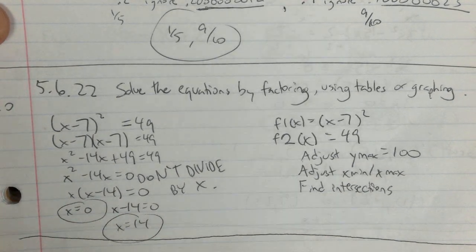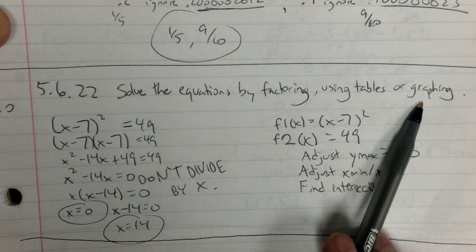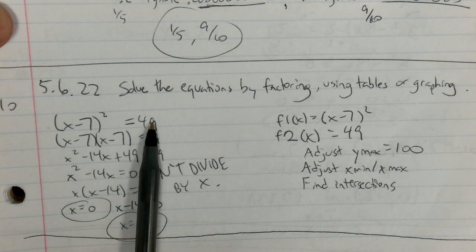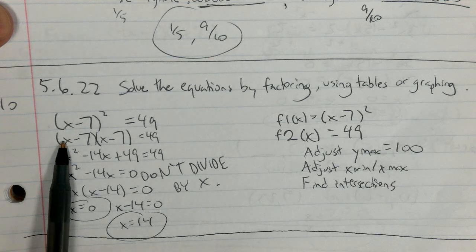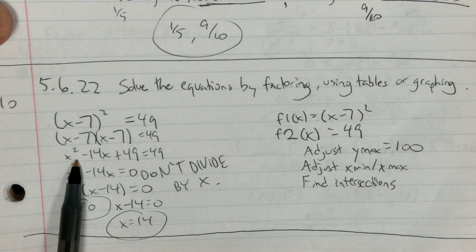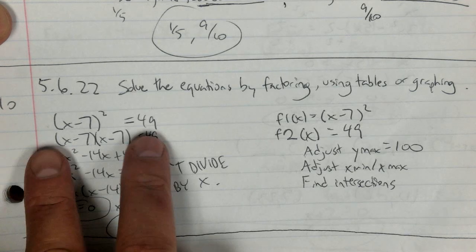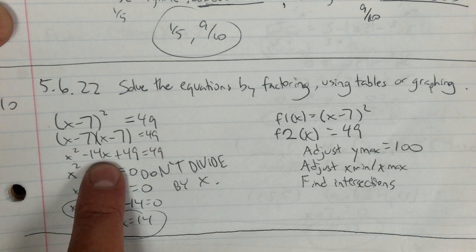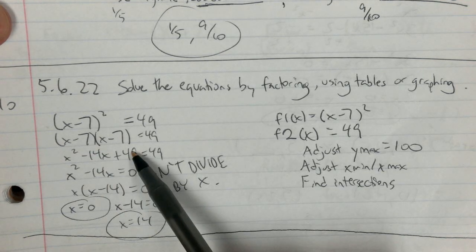Now the rest of these are pretty straightforward. It says solve by factoring using tables or graphing. For this one, we have x minus 7 squared equals 49. Well, x minus 7 squared, what does that mean? That means x minus 7 times x minus 7. And then you do FOIL, and you say x times x is x squared. Then you take your outside negative 7x, and your inside negative 7x, which makes negative 14x. Then last times last, negative 7 times negative 7, is 49.